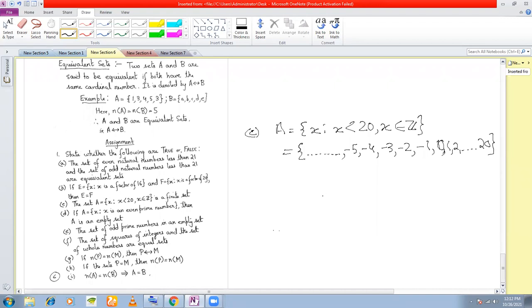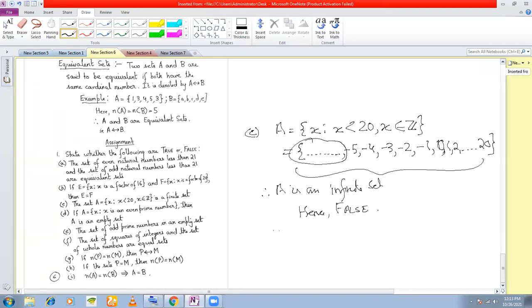Is this a finite set? No, this is not a finite set, because you're starting from minus infinity, isn't it? Can you count the number of elements that are there? You cannot count, isn't it? Therefore, A is an infinite set. Hence, what is the answer? False, sir. Okay. So that's it. I'll stop here for today.